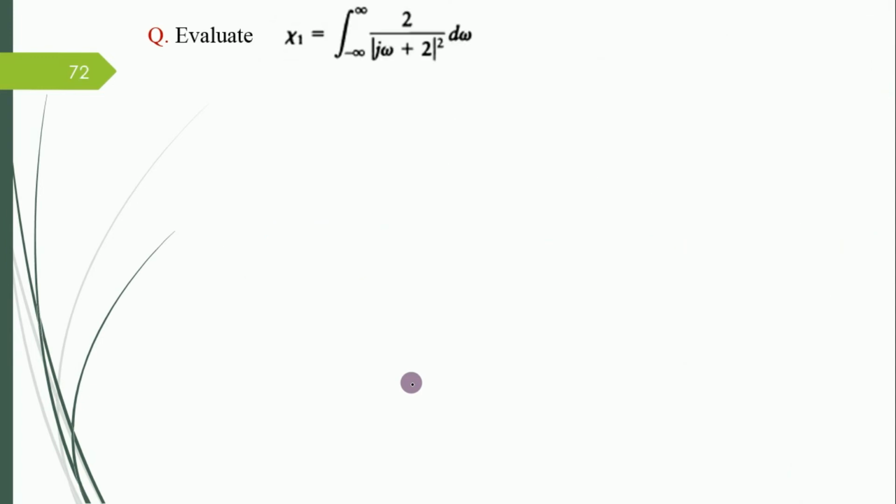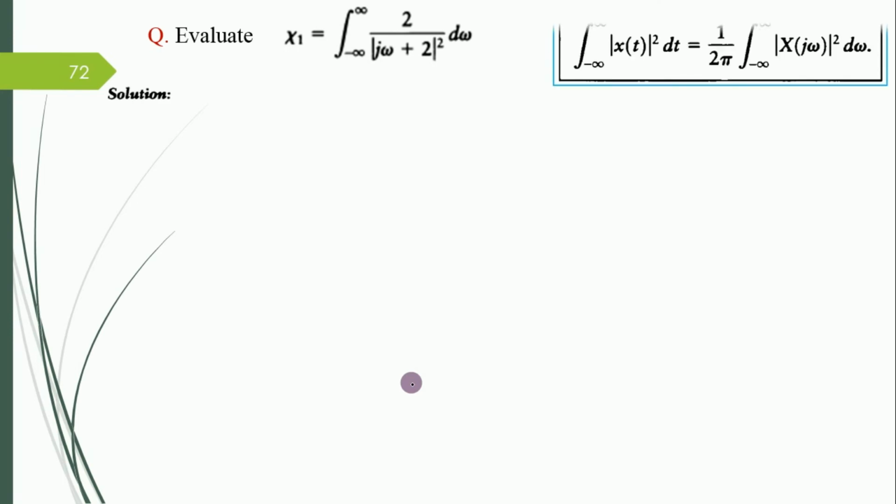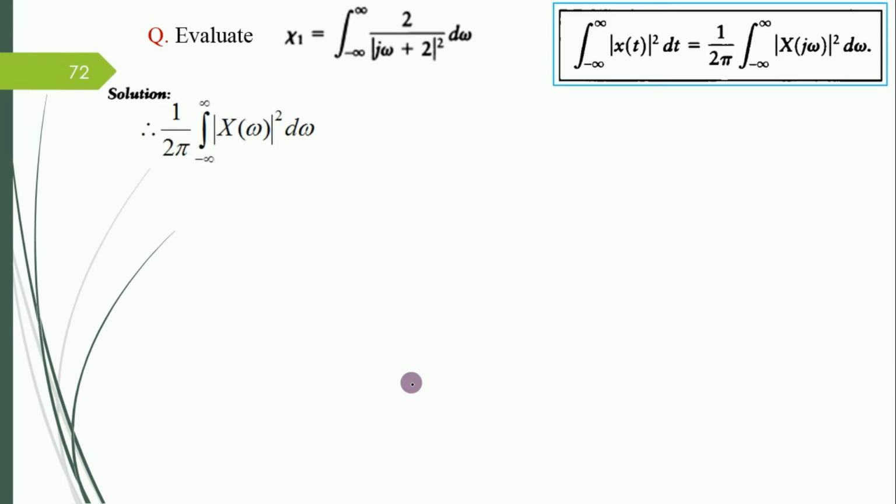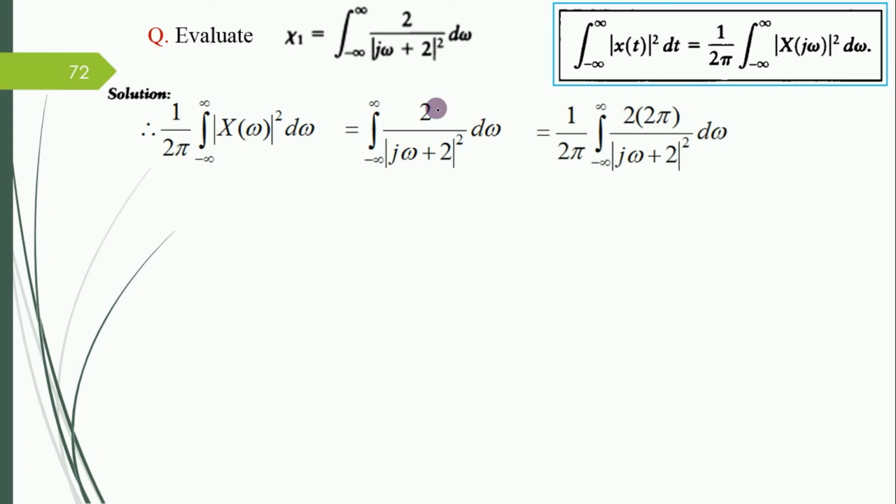Okay, so next is evaluate, on similar grounds, the integration of 2 divided by (j omega plus 2) whole square. So the solution goes like this. This is Parseval's relationship: 1 by 2 pi integration |X(j omega)| square d omega is equal to integration. In place of this we have been given this. So I'll take 2 pi for compensating, because in the equation I'm having 1 by 2 pi; if 2 pi and 2 pi cancel, the same equation arises. Then I go on solving it.